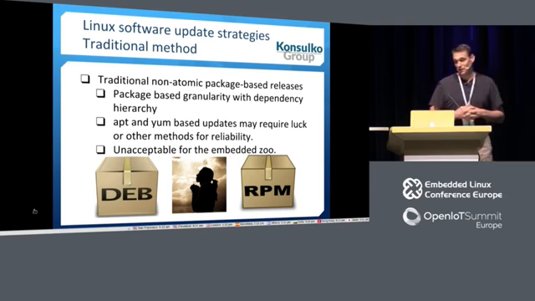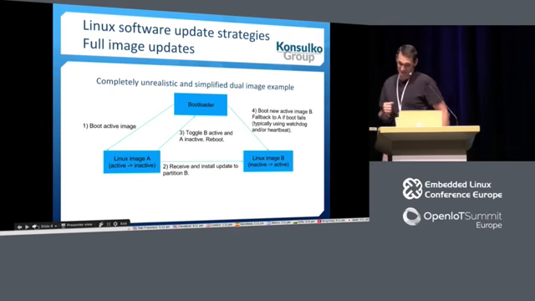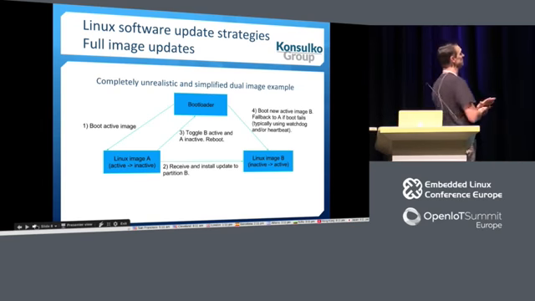All right, so the next big class is the traditional full image update. And this is the way that a lot of systems, or most systems, whether they've been embedded Linux systems or other embedded systems, have been updated from the beginning of time. So if we look at a typical one in an embedded Linux system, that would be a dual update style. You would boot your active image, you come into the system, and as I say, completely unrealistic and simplified version, but good enough for that 30,000 foot view.